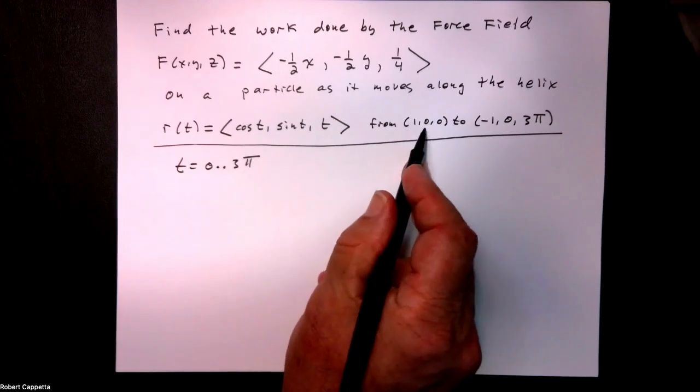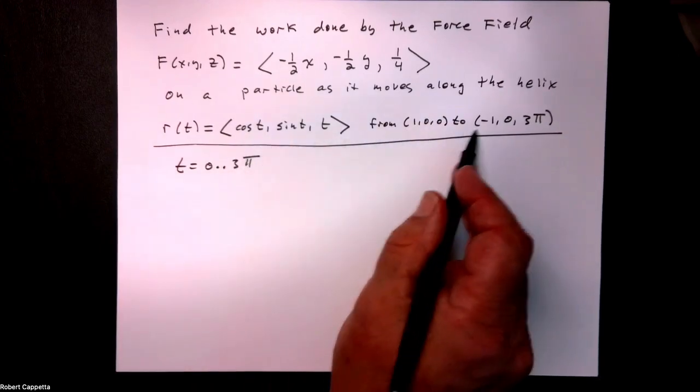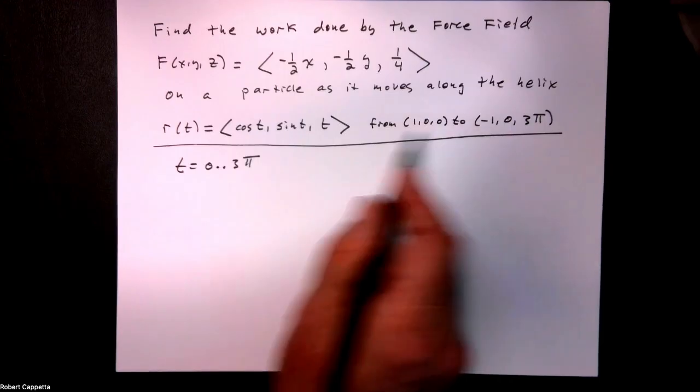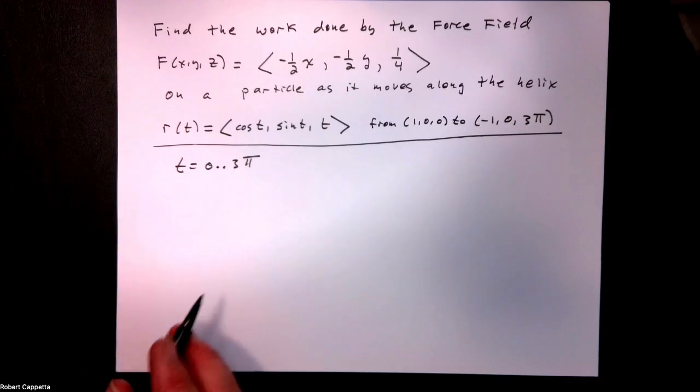Certainly cosine of 0 is 1. Cosine of 3π is the same as cos of π, which is negative 1. Sine of 0 is 0. Sine of 3π is 0. So we know that to be the case.